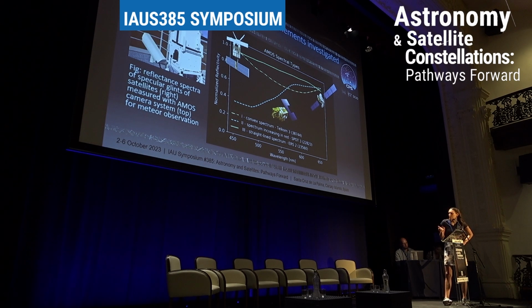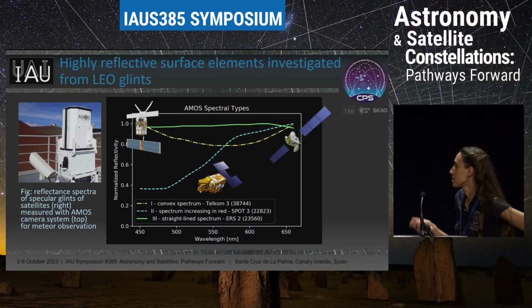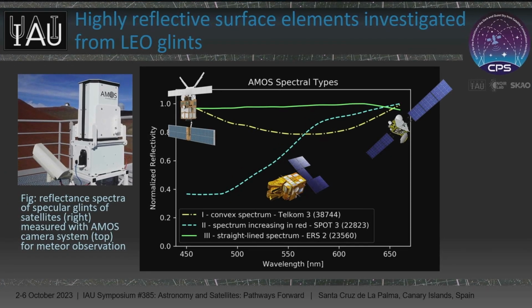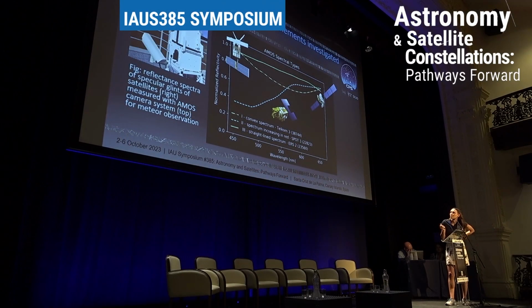And the last category are spectra which are flat. That means that the surface basically reflects all of the wavelengths in a similar manner, and the resulting spectrum is flat. This spectral category is demonstrated by the spectrum of ERS2, and we suspect that the source is this flat SAR antenna.